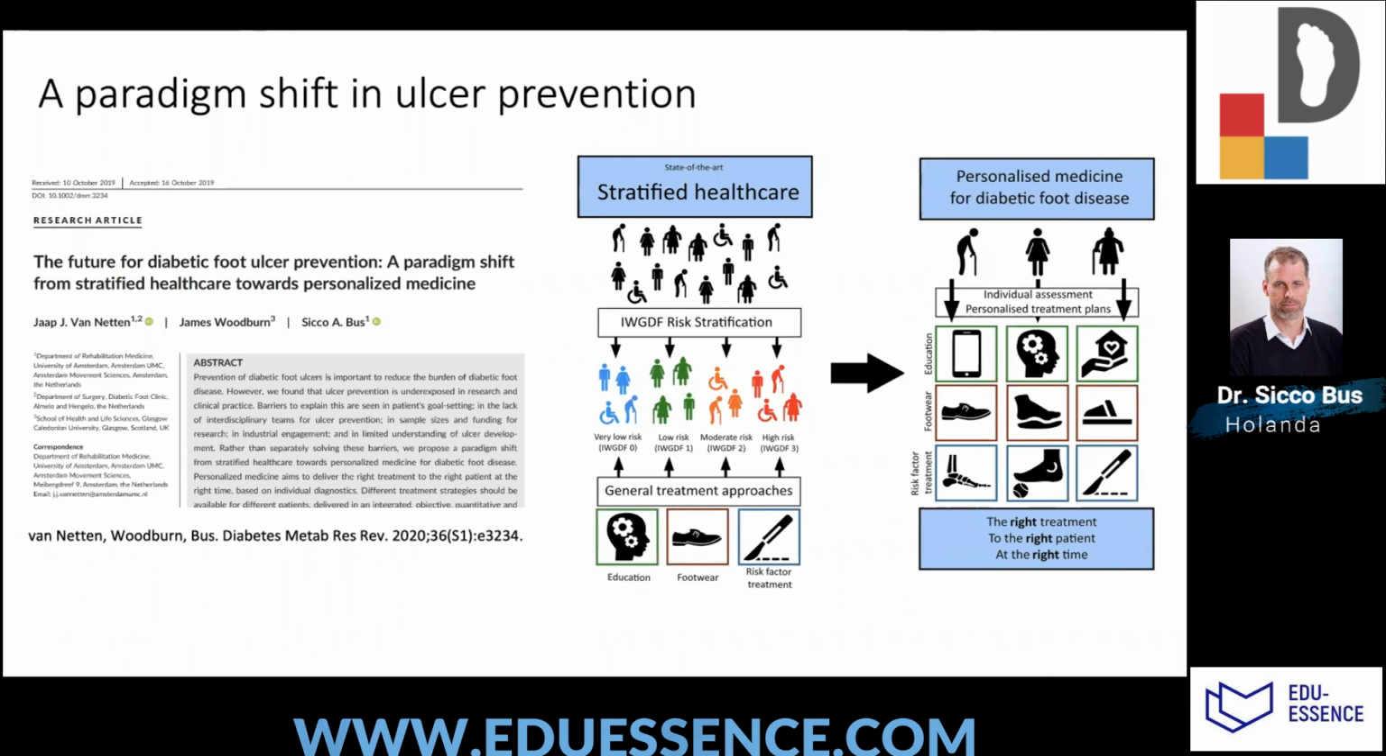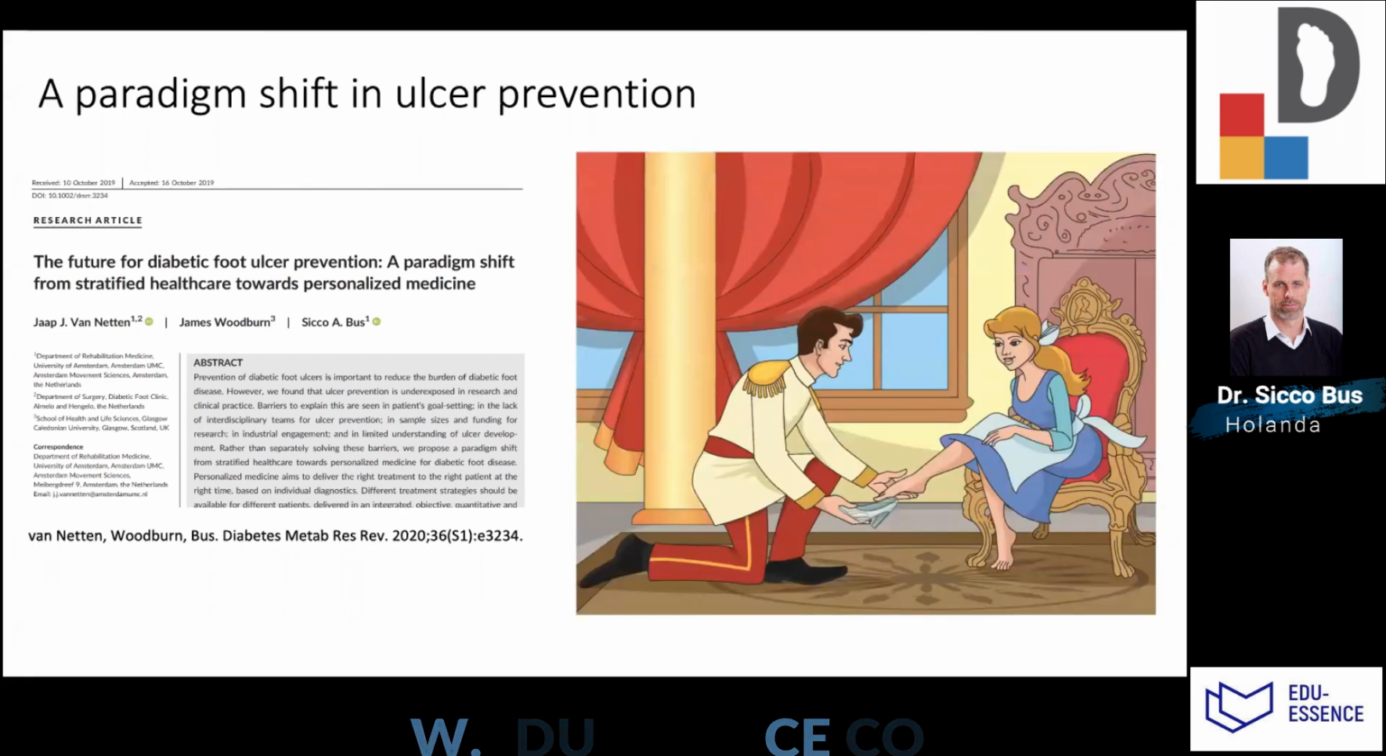And this represents part of a paradigm shift in foot ulcer prevention, in which we are moving from a stratified healthcare approach, where there's different risk levels for ulceration, and general treatment approaches are applied, and only little customization is applied, to a more personalized medicine approach, in which individual assessments are done and a larger battery of data is collected to determine a personalized treatment plan, with the eventual goal to get the right treatment to the right person at the right time.